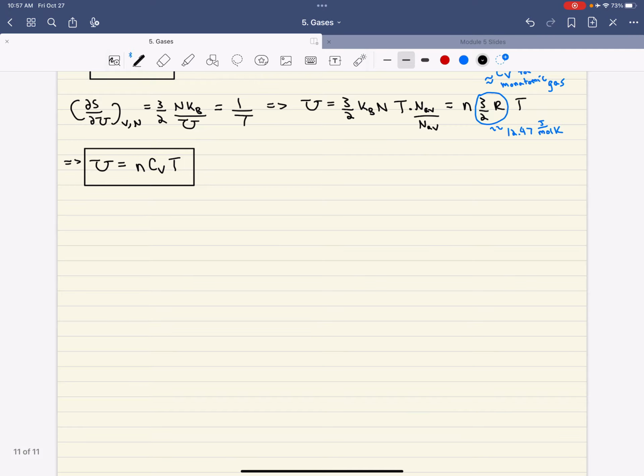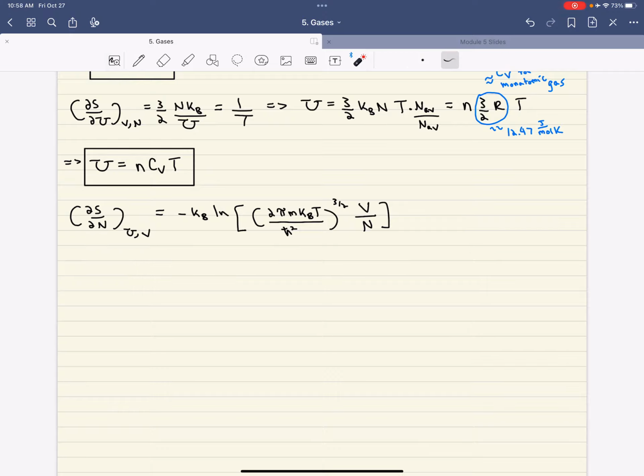The final partial derivative I want to look at is dS/dN, at constant U, constant V. When we do this partial derivative, we get minus k_B ln, and then all this stuff within the natural log, including three halves, volume over N. Within this natural log, this is what we get just by performing the calculus, and we get this collection of constants right here.